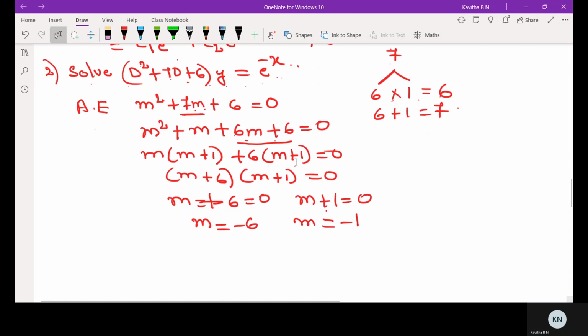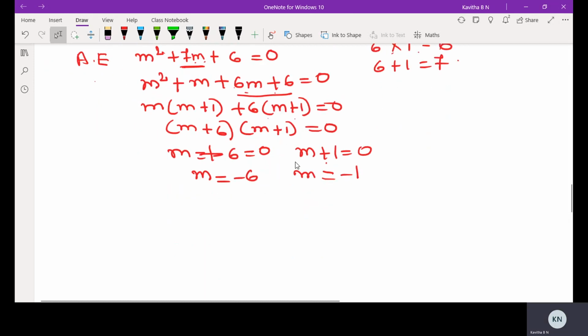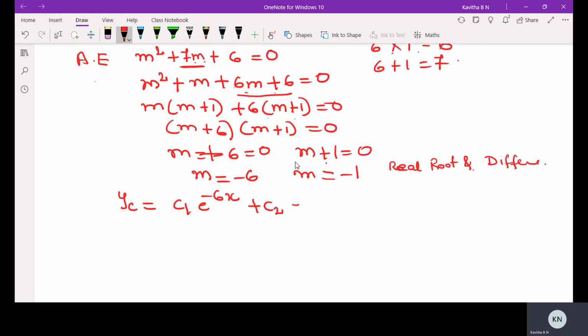Then write down the complementary function. Yc is equal to, observe here, the roots are real and different. Yc is equal to C1 e to the power of minus 6x plus C2 e to the power of minus x. Then next we need to find the particular integral yp is equal to phi of x divided by f of D.